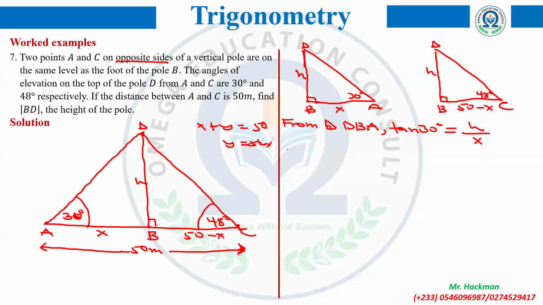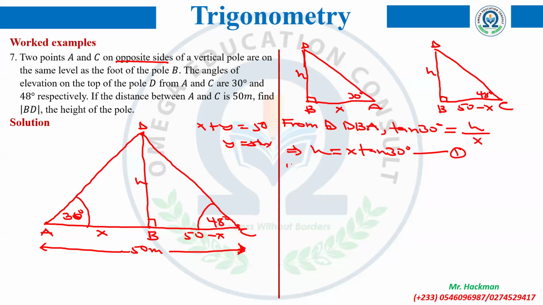So I'm going to make h the subject. So this time around, I can say that h will be equal to x tan 30. Do you agree? Professors, are you with me? Yes, please. Okay, so that becomes my equation 1.